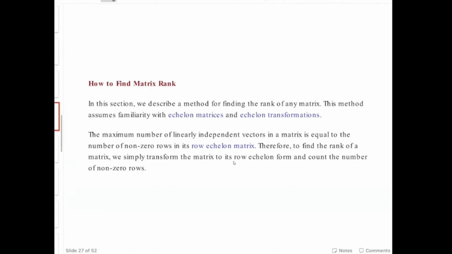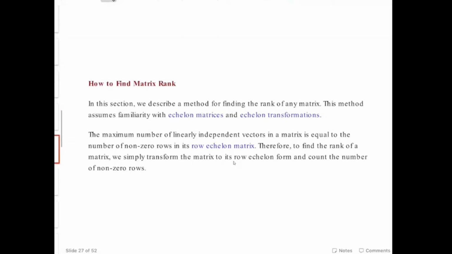So how do we find the rank of a matrix? We can find the maximum number of linearly independent vectors in a matrix, which is equal to the number of non-zero rows in its row echelon matrix. Therefore, to find the rank of a matrix, we simply transform the matrix to its row echelon form and count the number of non-zero rows.